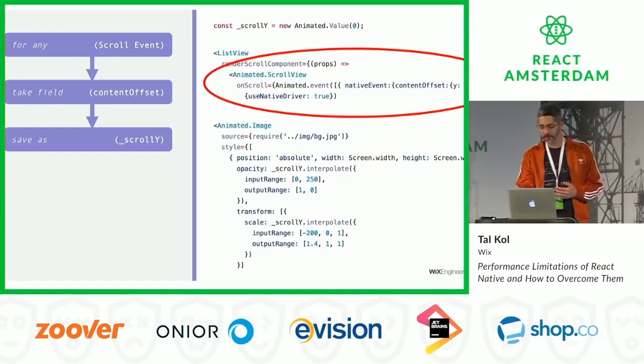Okay, you can see it on the far right. You see the underscore scroll y. Okay, this is our animated value. That's it. That's all what the declaration says.